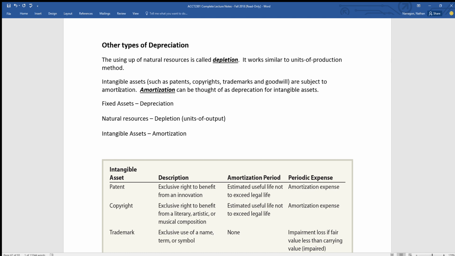Amortization is basically the term that we use for those. They work the same way as straight line. They're going to have so many years that that patent or copyright is good for, and we basically get to take a little bit as we go.